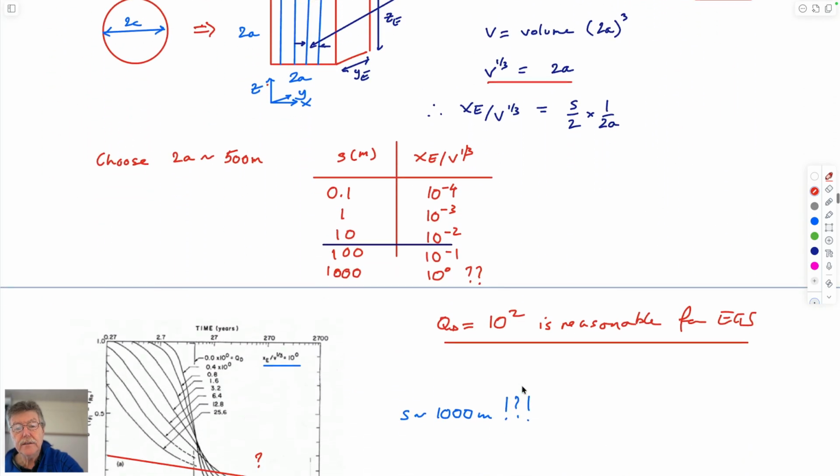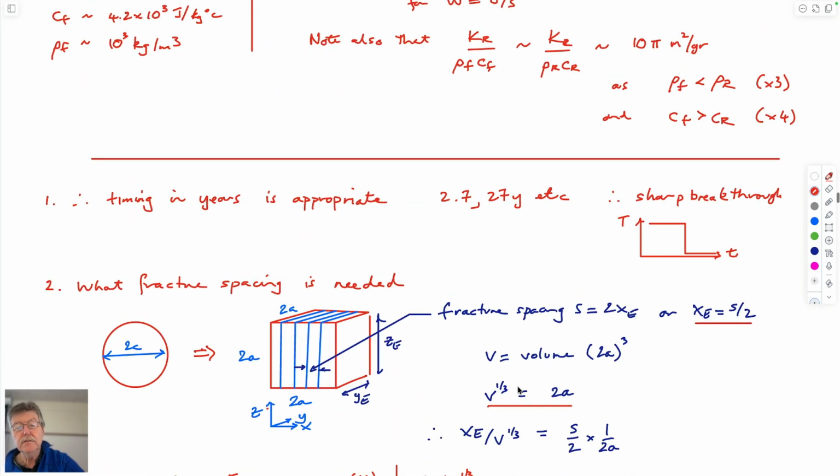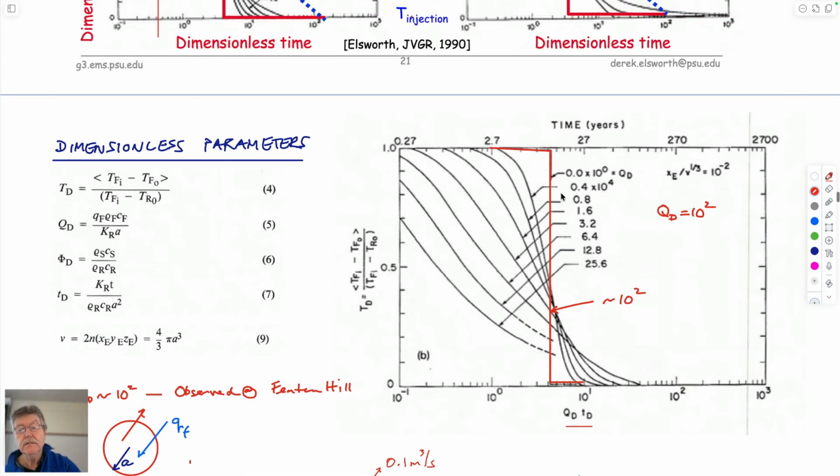But the point is that if you want to, you can define the desired behavior. What we'd like would be to be on this curve. If we choose QD equals 100, which is chosen here, it turns out that these non-dimensional parameters turn out to be these behaviors in years: 2.7, 27, 270, and 2,700 years.